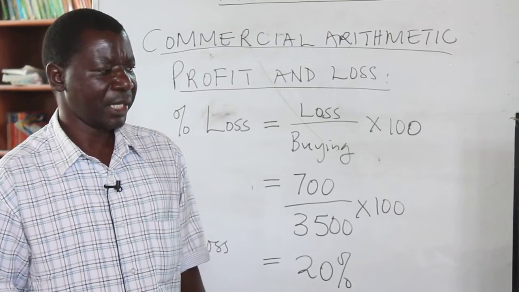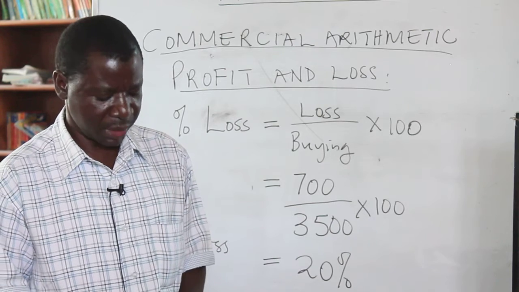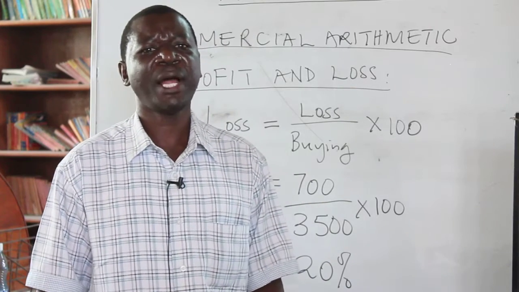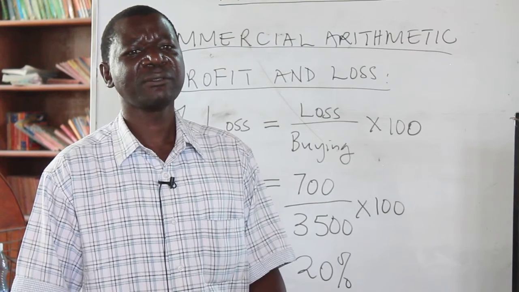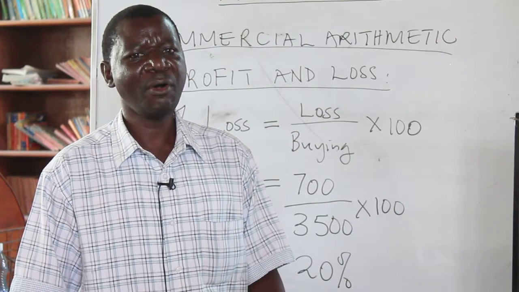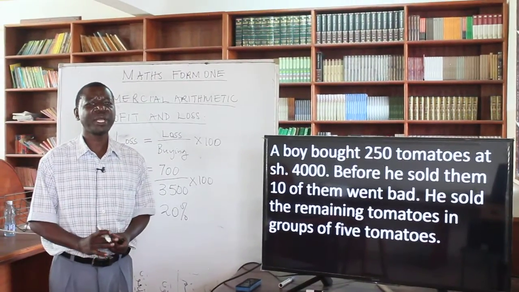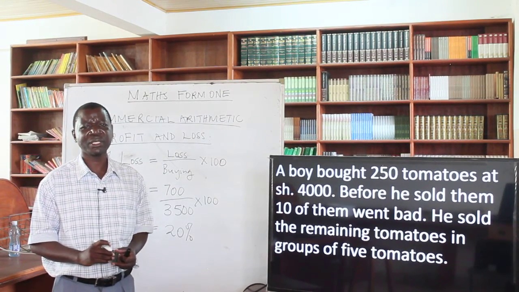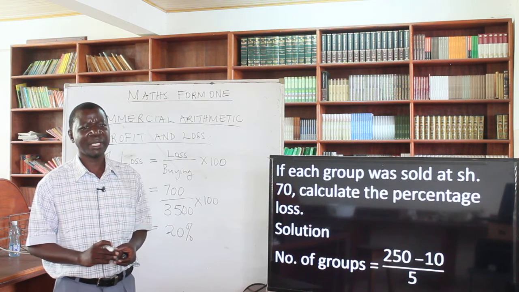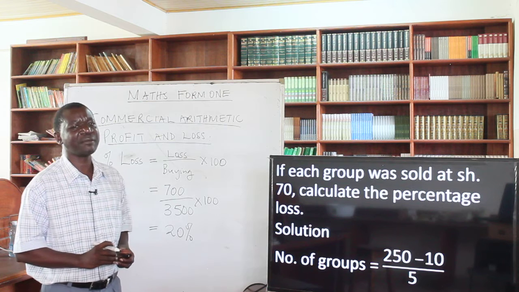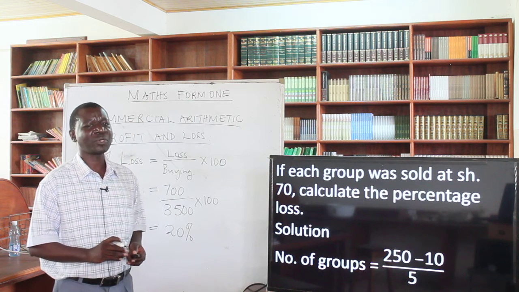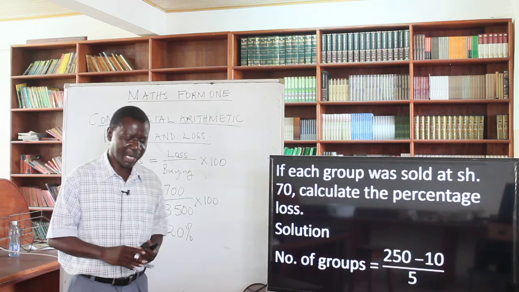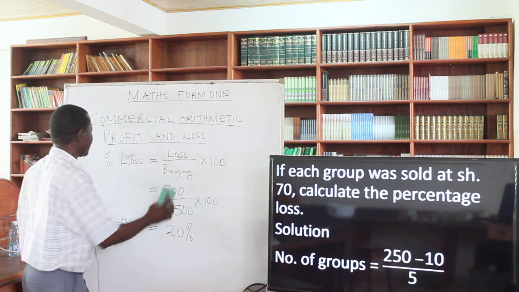Let us look at this other example and then we see whether it is giving us a loss or a profit. A boy bought 250 tomatoes at 4,000 shillings. Before he sold them, 10 of them went bad. He sold the remaining tomatoes in groups of 5 tomatoes. If each group was sold at 70 shillings, calculate the percentage loss that was obtained here. I don't know whether it is a loss or a profit, but let's see.